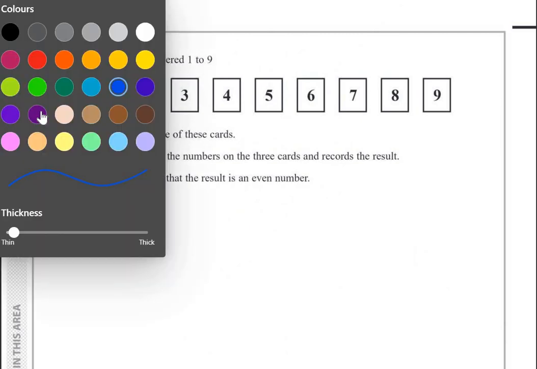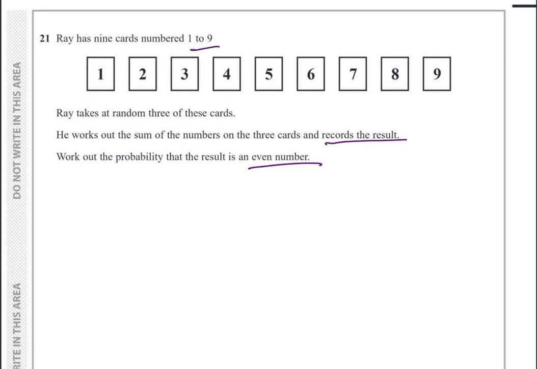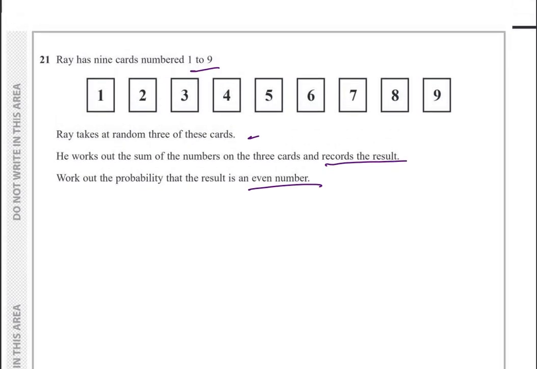And our next question is, Ray has 9 cards numbered from 1 to 9. Here's our cards here. Ray takes at random 3 of these cards. He works out the sum of the numbers on the 3 cards and records the result. Work out the probability that the result is an even number. Alright, so we're told here that he takes 3 cards, and we want to find the probability that the result of the 3 cards taken is an even number.